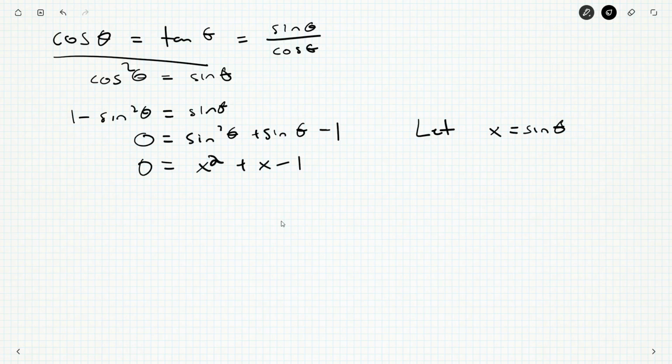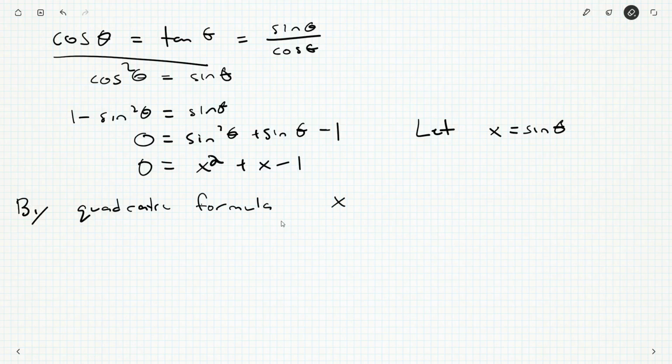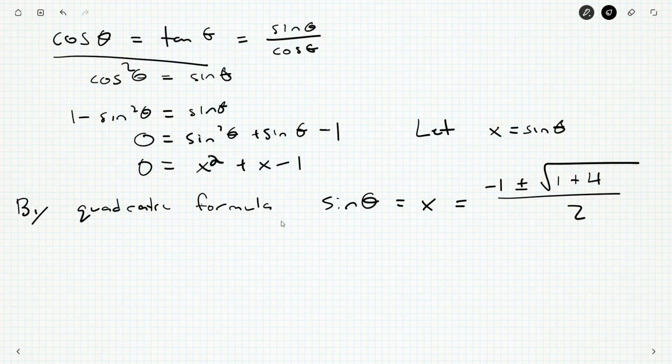I don't think I'm going to be able to factor, just because we've got a whole bunch of 1s here. So I would say something like, by quadratic formula, we have x, and therefore sine theta, is negative b, oh I don't like that negative 1 there, plus or minus the square root of b squared, 1 squared, minus 4ac, but there's already another minus sign in there, so plus 4, all over 2.